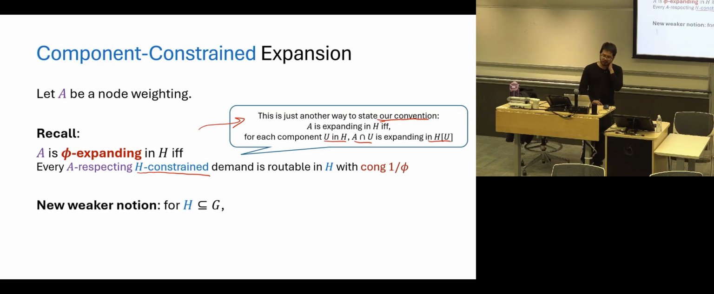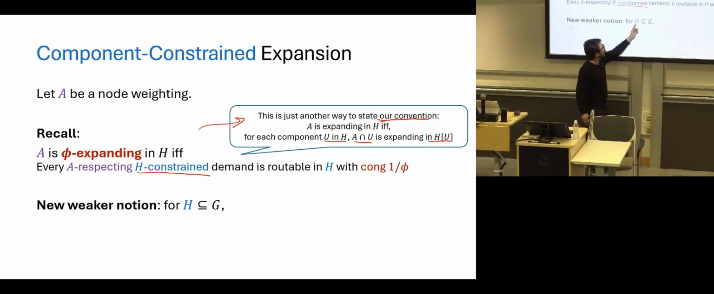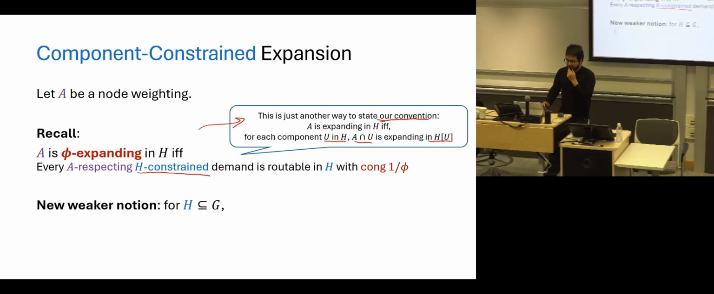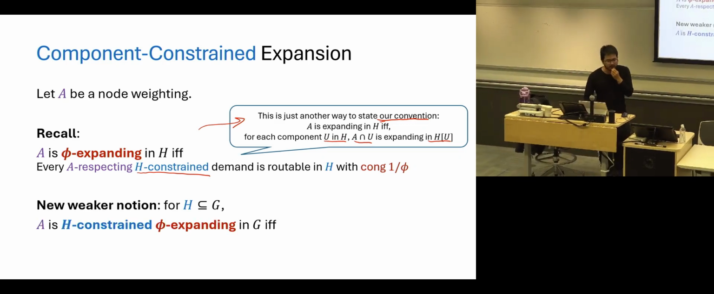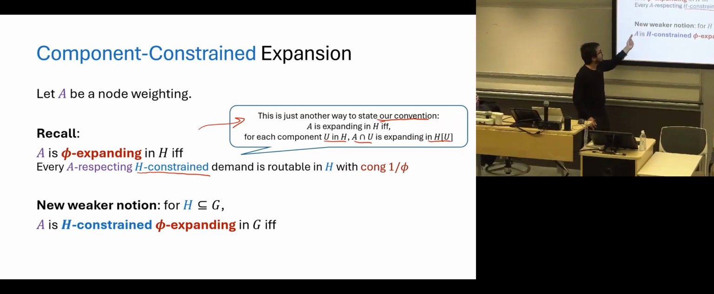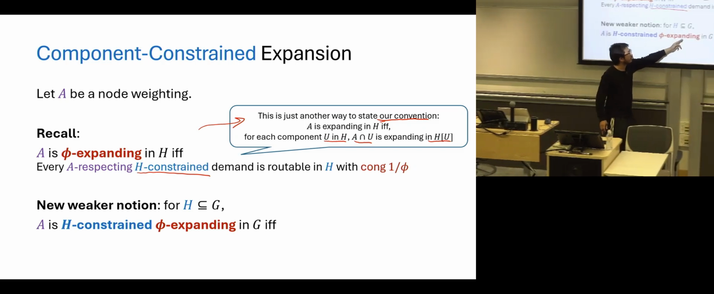Okay, now here's a new notion. Suppose that I think of H as a subgraph of G, of some other graph. Then I can now say that A is H constrained phi expanding in G.